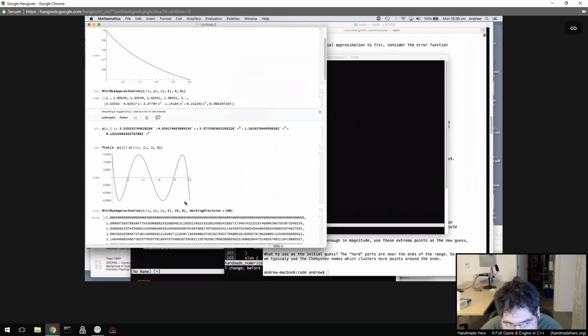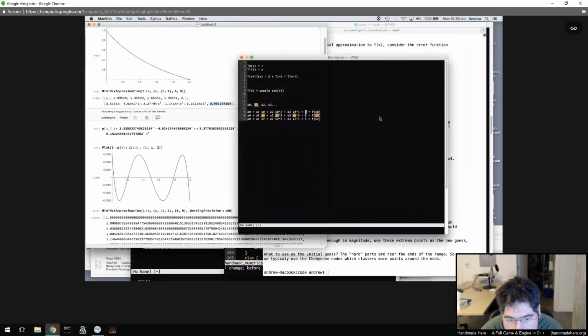They are typically the ends of the range of the extrema points. It's giving you the polynomial, and it's also giving you the error, because that is the maximum error. It not only gives you the polynomial, it also gives you the approximation. So once you've done that, that gives you a polynomial.